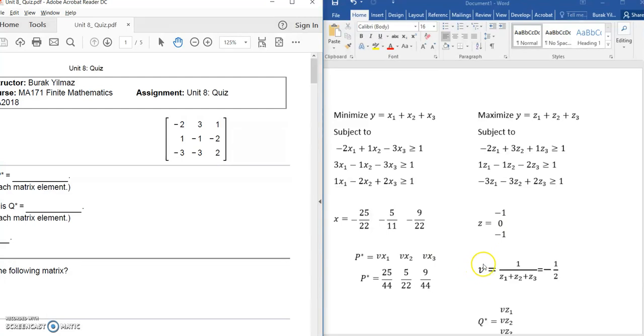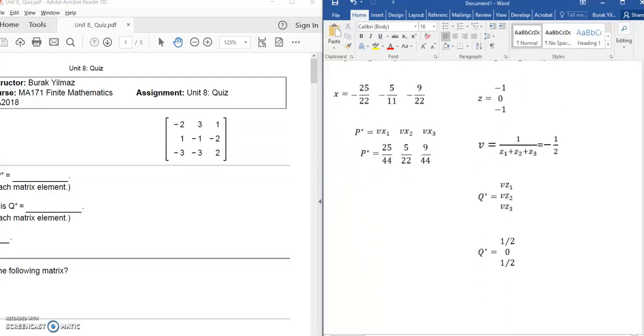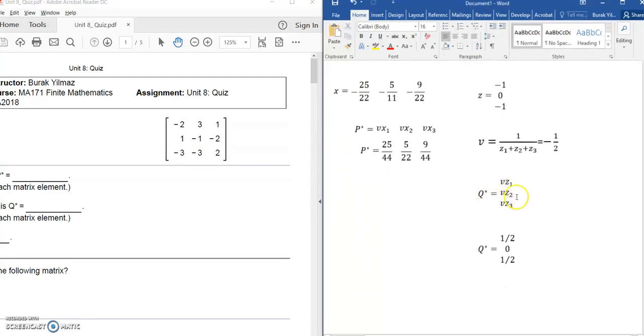And then in order to figure out P star, the optimum strategy, and Q star, all we need to do is figure out V and multiply each entry of X with V, as you see here, and same thing here, multiply each entry of Z with V. And V can be calculated in two ways. You either make it 1 over Z1 plus Z2 plus Z3, or 1 over X1 plus X2 plus X3.